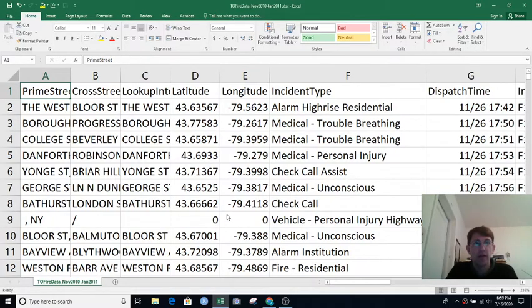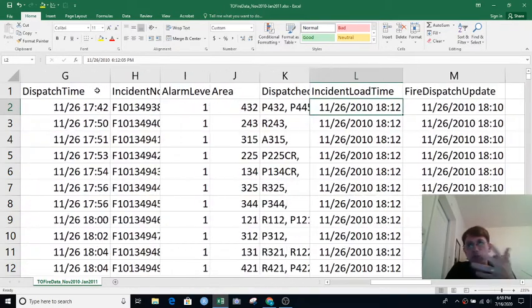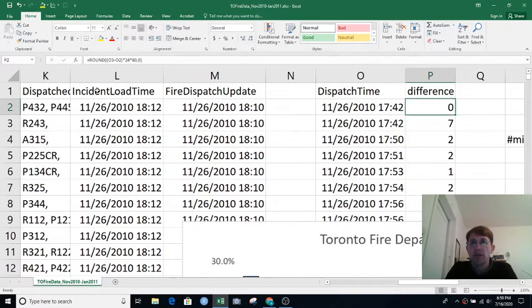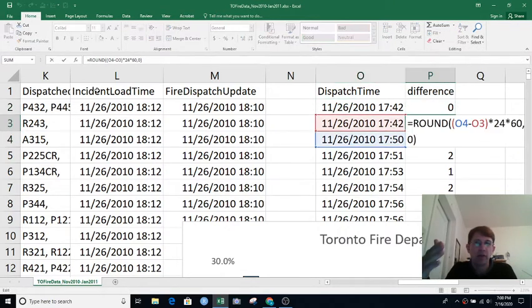So here's the data set. You can see it has a little more detail than I mentioned. It has prime street, cross street, the latitude, longitude, what type of call it was, and here's the dispatch time. Alarm level, all kinds of stuff. So here I'm taking differences. Apparently the original data set wasn't sorted exactly earliest to latest, so that's okay. We can resort it, and here's how many minutes were between this call and this call, and I've rounded them, so if it was a fractional number of minutes, like 0.7, it became 1 minute.